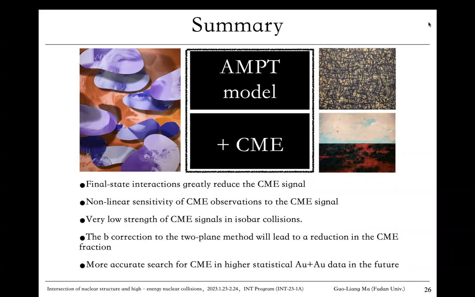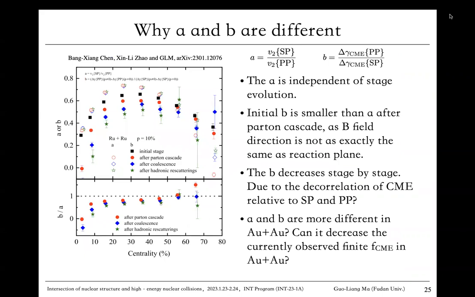I have a question on the last slide, 25, the previous slide. The quantity A, right, is by definition the final state quantity. It's a final state measurement of V2, and I think that's why A does not change with evolution, because that's always the final state. Here, actually, we measure A at a different stage. For example, after parton cascade, we measure the V2 after parton cascade and take the ratio. And after coalescence, we measure the V2 after coalescence. We calculate it stage by stage.